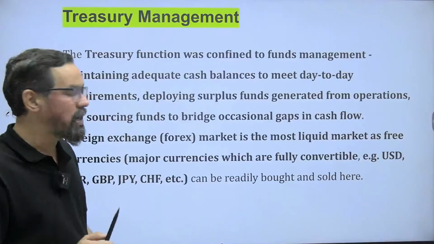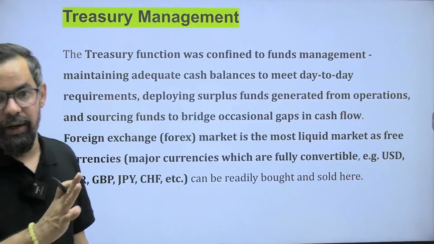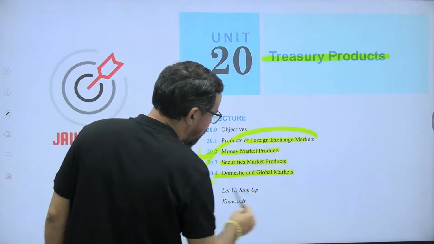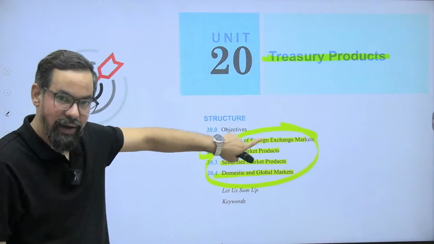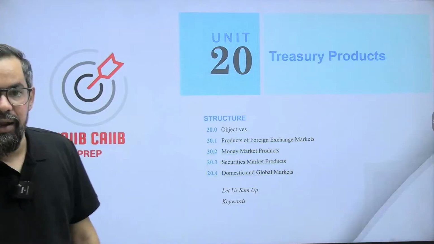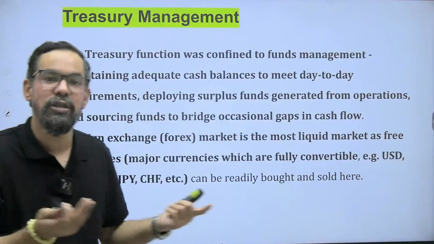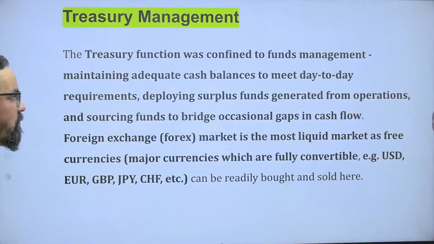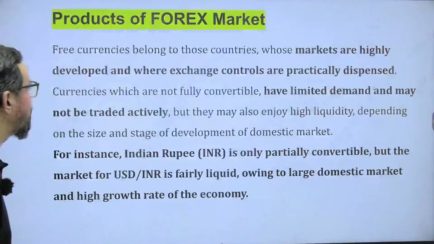So treasury management, nowadays, is generally known as integrated treasury. So we have integration of all these markets, basically forex, money, debt and equity, share market and bond market, and the GDR, ADR and IDR. So there is an integration of these many markets, and that almost covers the entire financial market, right? So the treasury function was confined to fund management, maintaining adequate cash balances, which we have discussed earlier also.